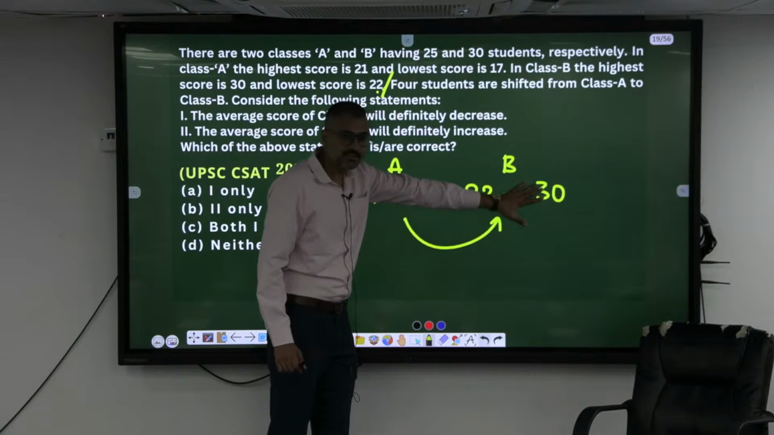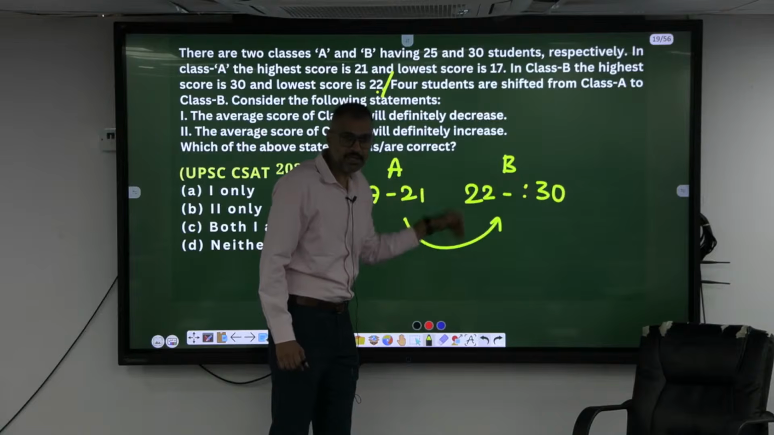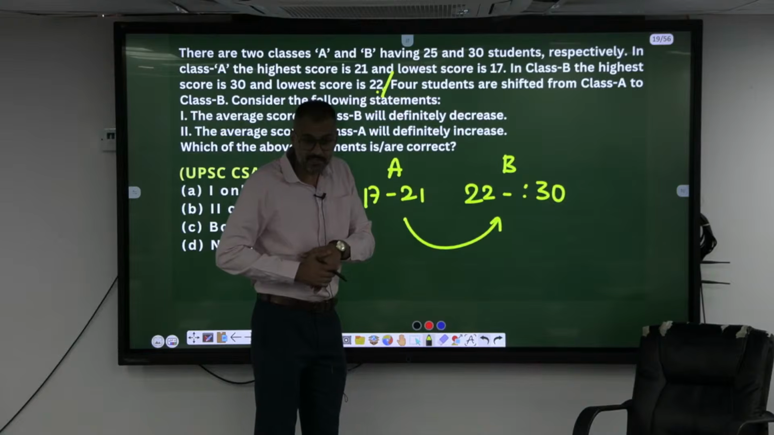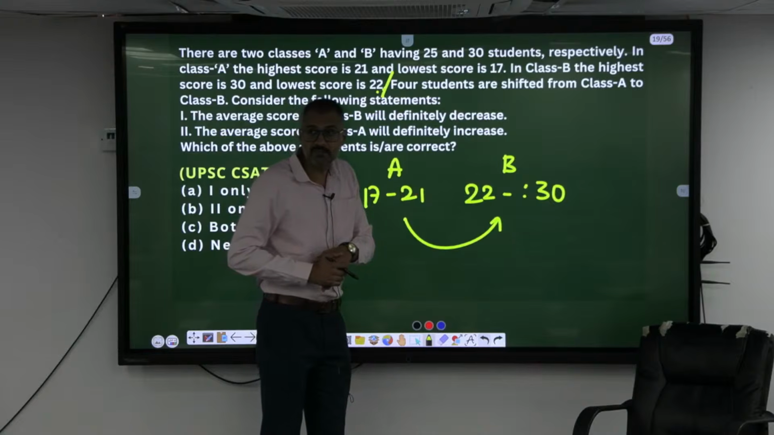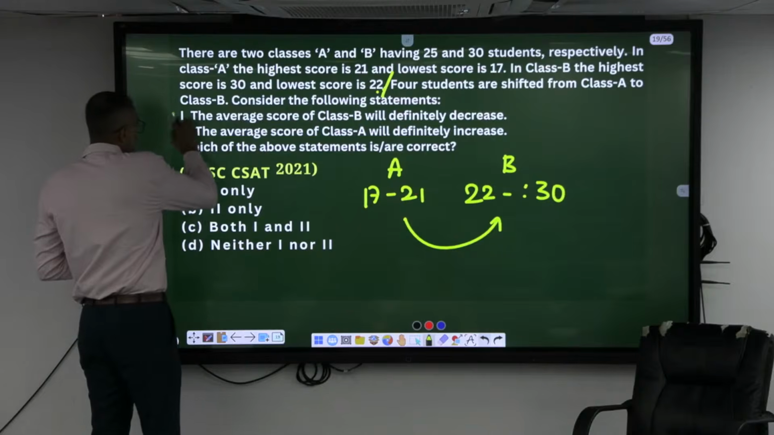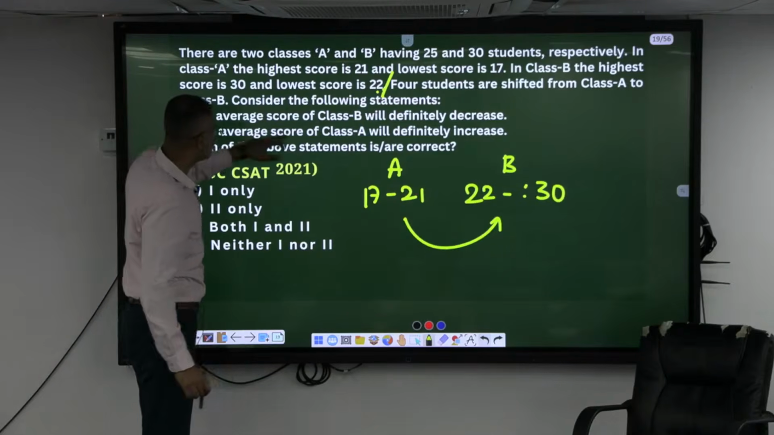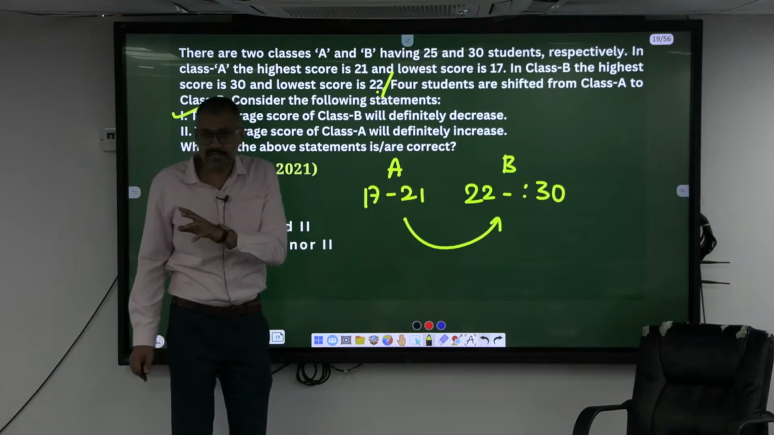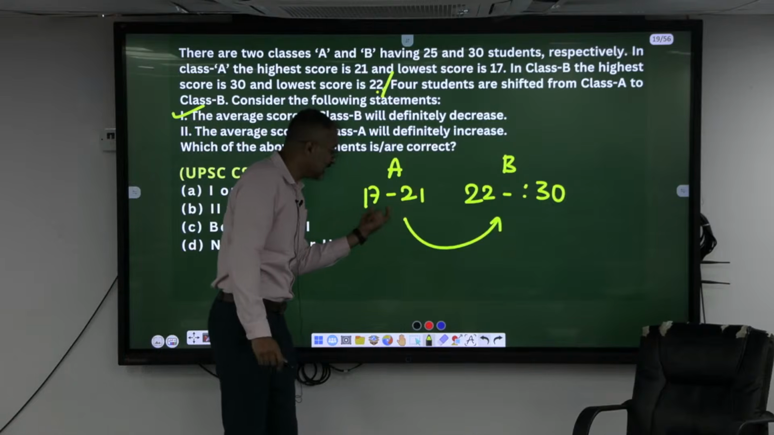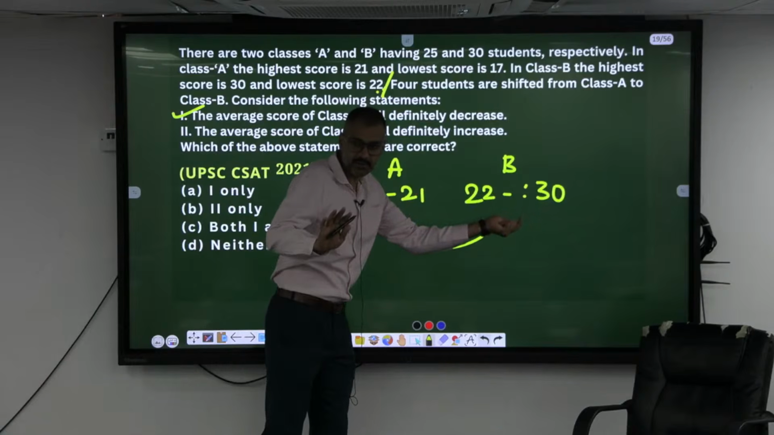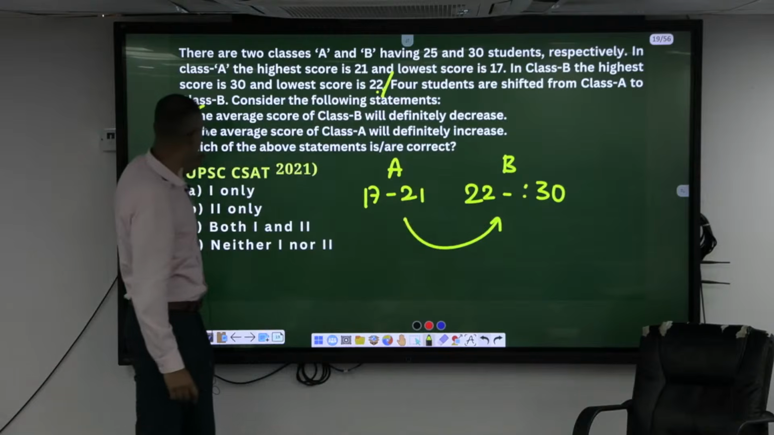For the scores which are already more, if you add the lesser scores, what happens to your average? It will definitely decrease. The average of class B will definitely decrease. The average score of A, will it increase? There is a chance of it increasing when you are sending the least scorers of A to B. If you are sending the least scorers of A to B, then definitely option 2 also will happen.